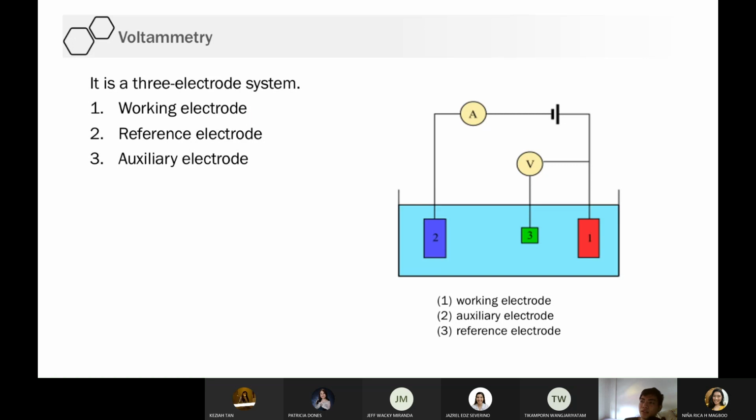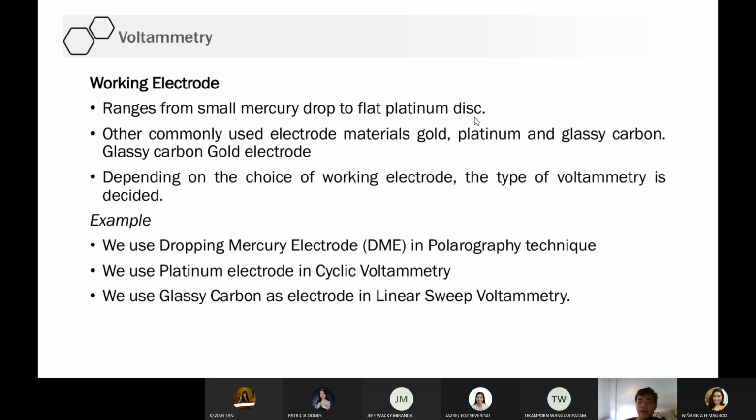Anyway, so voltammetry makes use of three electrodes in order for this to work. You have a working electrode, reference electrode, and the auxiliary electrode. Okay, so this is how the setup looks like. So suppose you have a solution here. Three electrodes have to be submerged into that. Okay, so you have to submerge all these three electrodes for that to work.